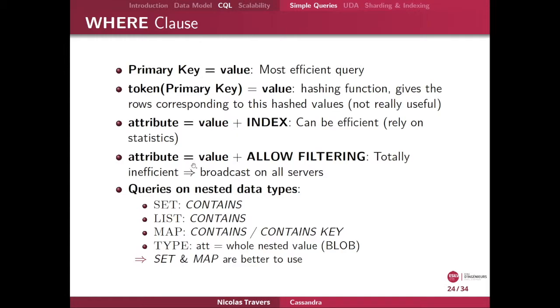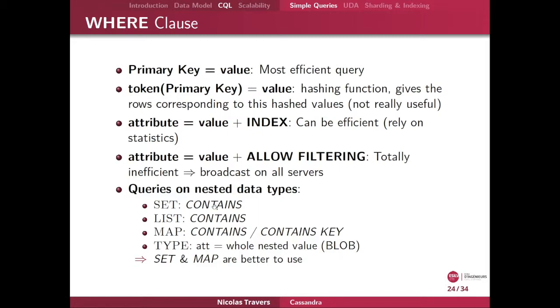If you use attribute equal value without indexes or primary key, you have a problem, just because this kind of query will generate a broadcast on all the servers. If you have thousands of servers, it will be very long, just because every server will be queried in order to see if your attribute has a proper value. So Cassandra requires you to put the allow filtering feature in your query in order to say, are you sure that you want to execute this query and generate a broadcast? So be careful.